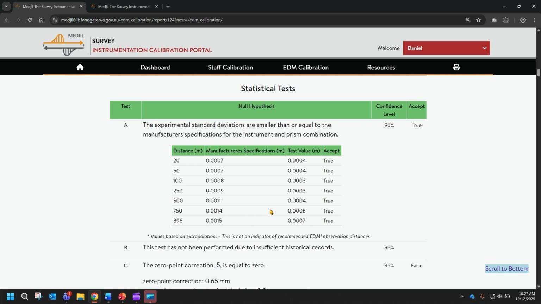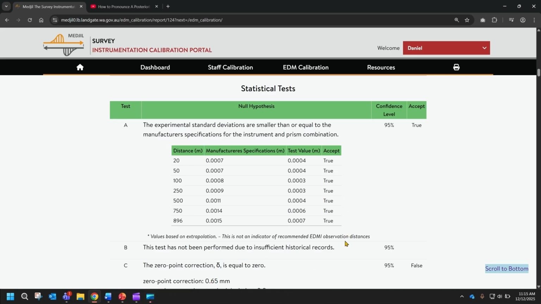This did for me. Also note that these values are all at 95% confidence. So if your test values passed the test at all these distances, this is a pretty good indicator that your instrument, based on the EDM instrument calibration and all the parameters you set, is performing as per the manufacturer's specifications.